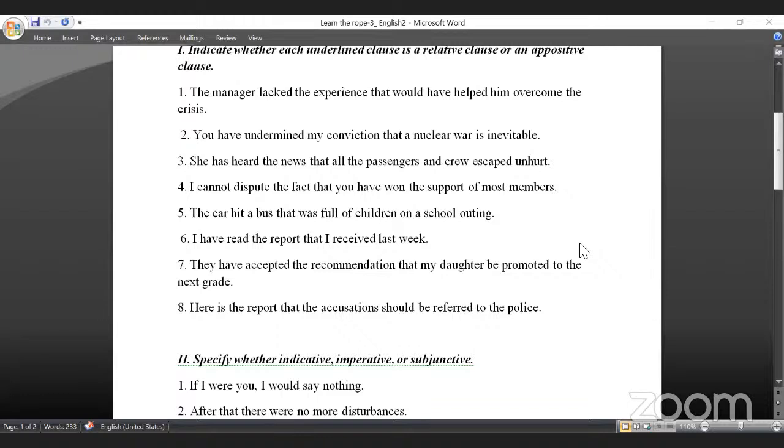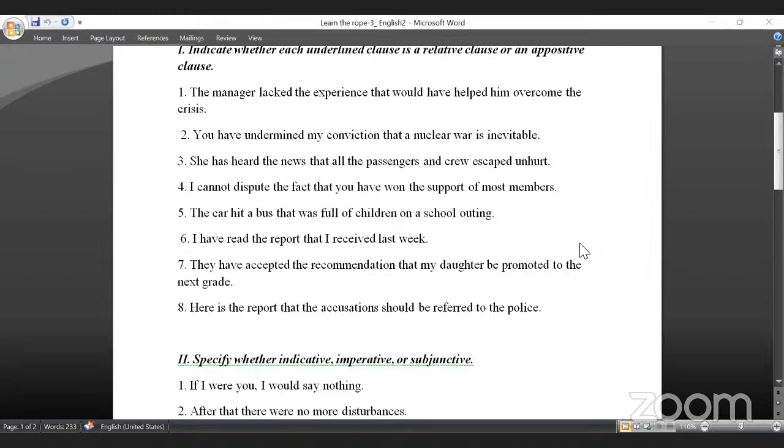So you have two different sentences. One is they have accepted the recommendation. The other is my daughter be promoted to the next grade. Right. So this part, my daughter be promoted to the next grade, is in opposition with the recommendation, right? Yes. Okay. Correct. Now the last one.